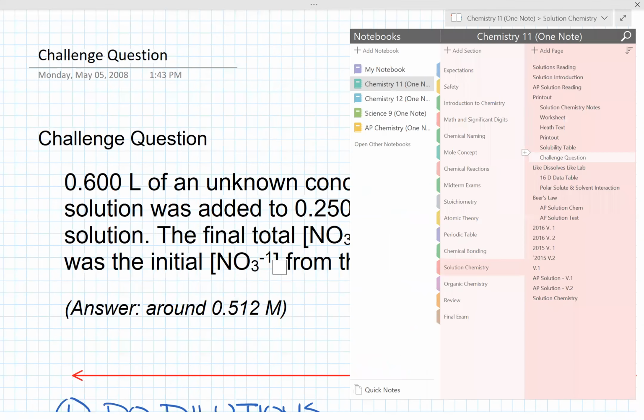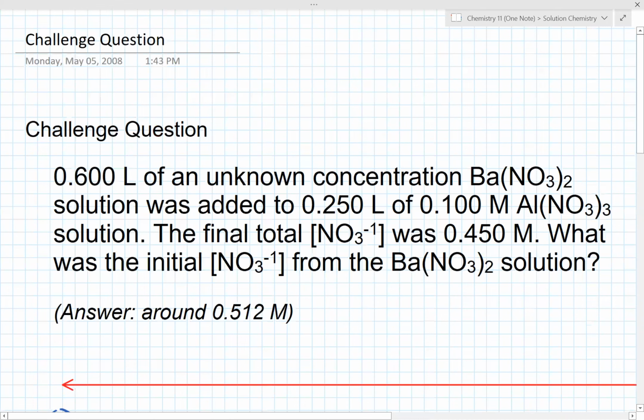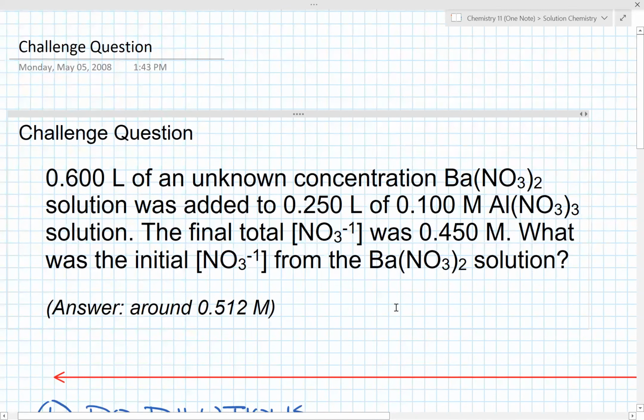So if we look at the challenge question, this is something similar. It says here, 0.6 liters of an unknown concentration of barium nitrate was added to 0.25 liters of 0.1 molar aluminum nitrate solution. The final total NO3 minus 1 was 0.450. What was the initial concentration of the barium nitrate solution?